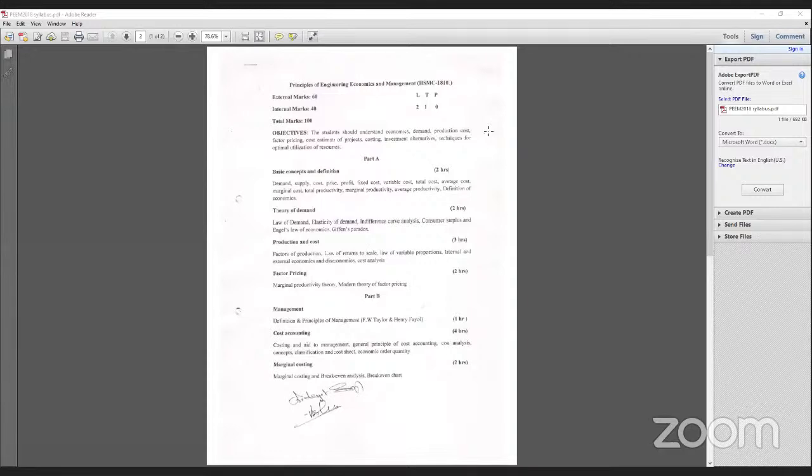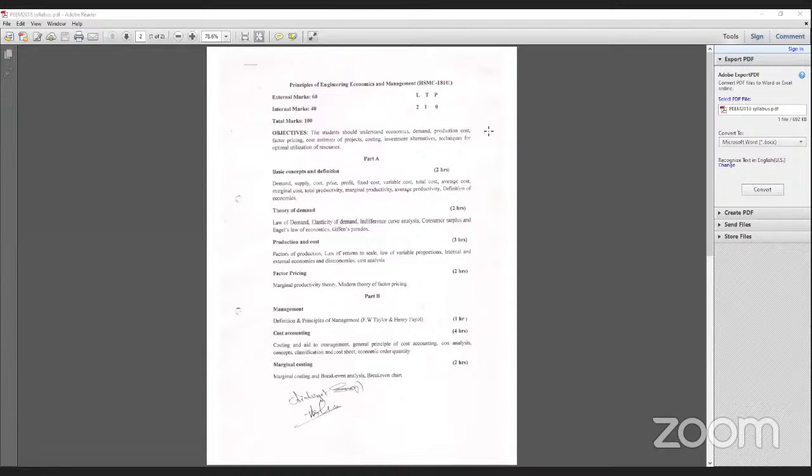Then is production and cost. That is how the cost or the production behaves in the organization whenever we increase or decrease it, or what will be the expected results. These are in production and cost. Then is the factor pricing.